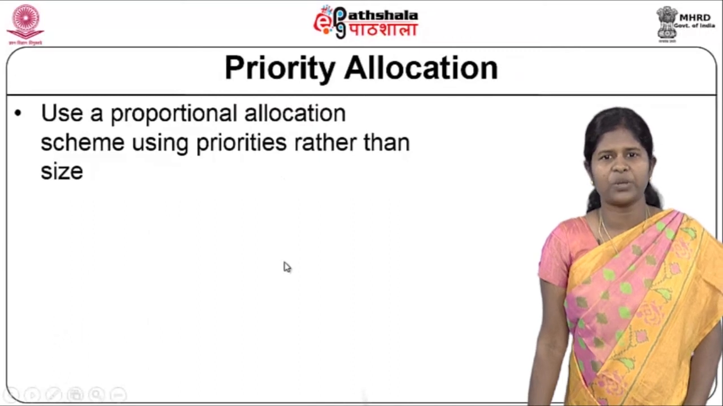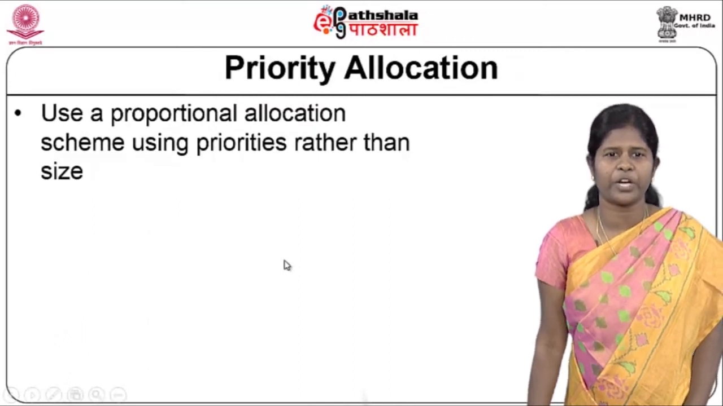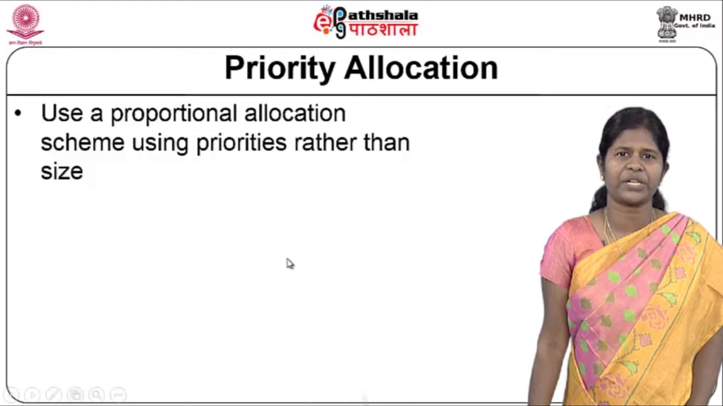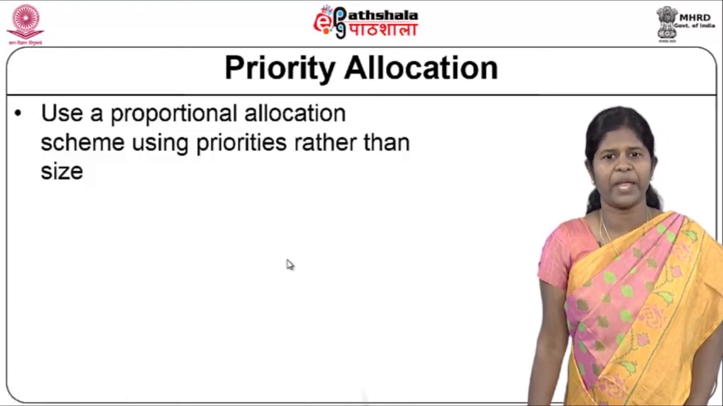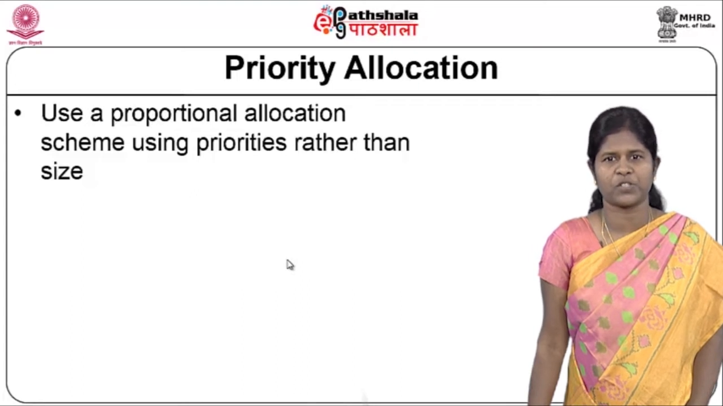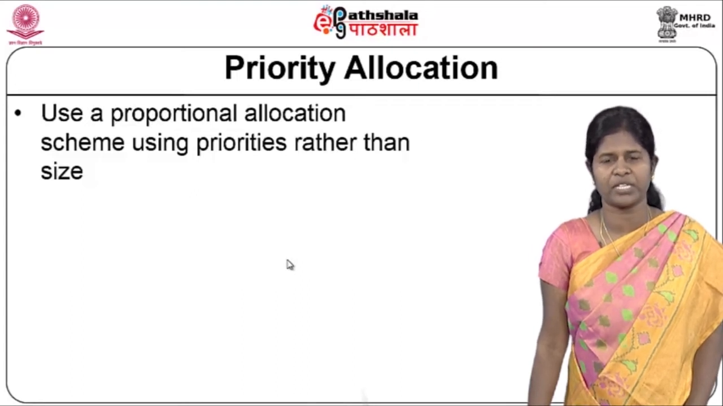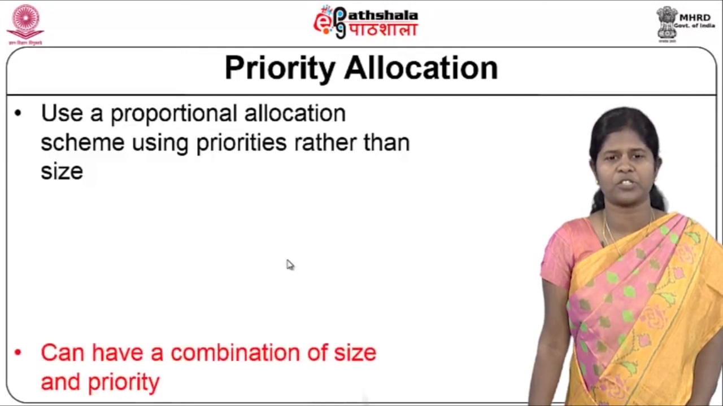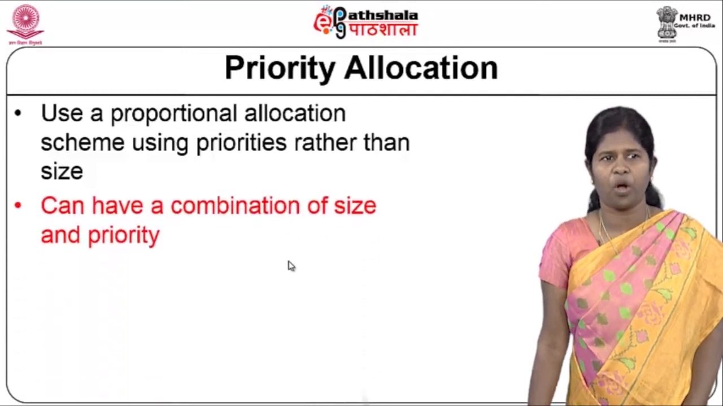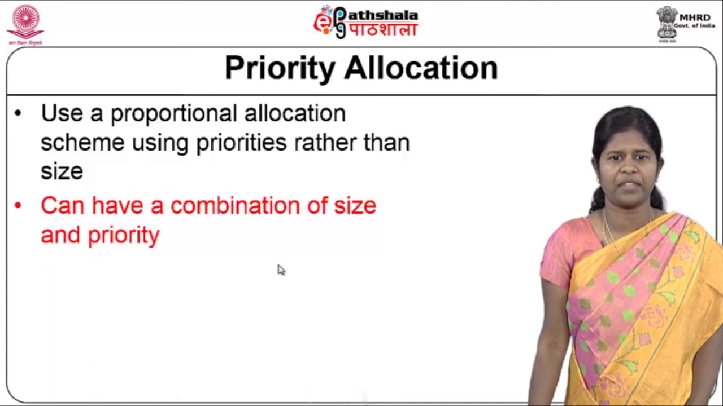And what else you can do is include some priority. So, you can do a proportional allocation not just based on the size but based on the priority of the process. If a process has a higher priority, then it gets more frames compared to a low priority process, or you can even have a combination of the size and the priority.